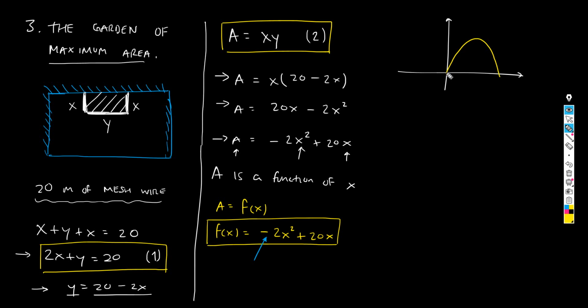Why am I starting at 0 right there? By the way, this is x and this is the function. Why am I saying that for x equals 0, f of x is 0? Because that's what I have in here. If I put 0 in the x, what am I going to get for f of x? I'm going to get minus 2 times 0 squared plus 20 times 0, which is 0, right? So for x equals 0, f of x is 0, and that's why this point belongs to the graph, which makes sense intuitively, because if this side goes to 0, I have no garden, and no garden means no area.